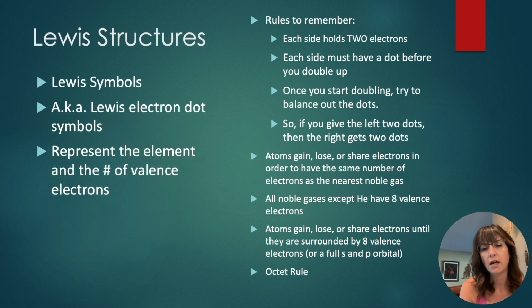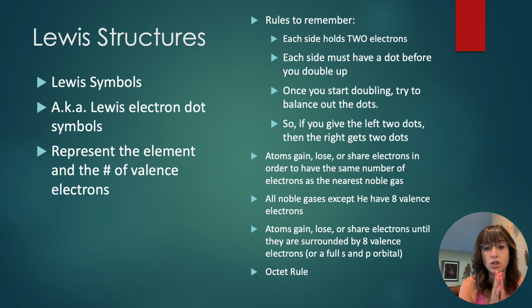I know we talked about Lewis structures, but let's talk about those again. We're going to really start looking at drawing out the Lewis structure, not just for one element, but for an entire molecule. Rules that you need to remember about Lewis symbols or Lewis dot structures is that each side of an element needs to have 2 electrons on it. Most of the time, there are some exceptions.